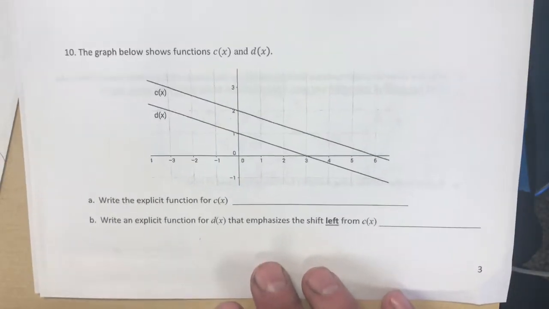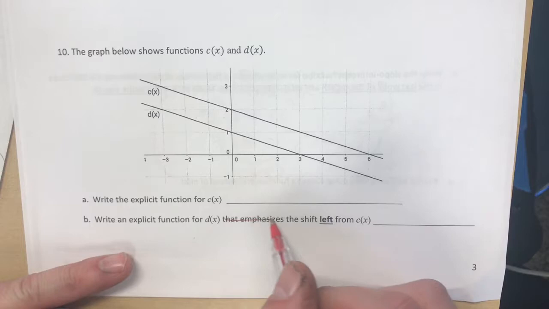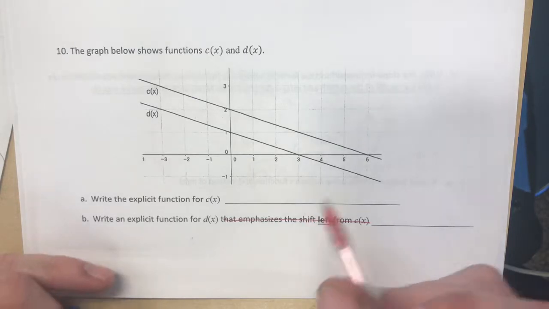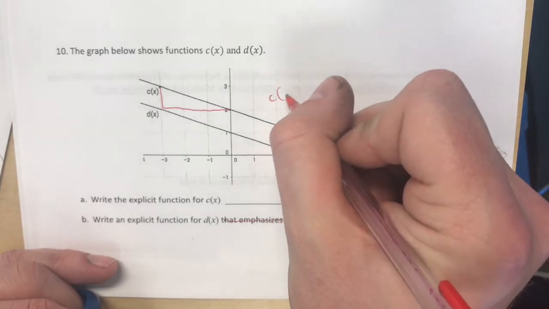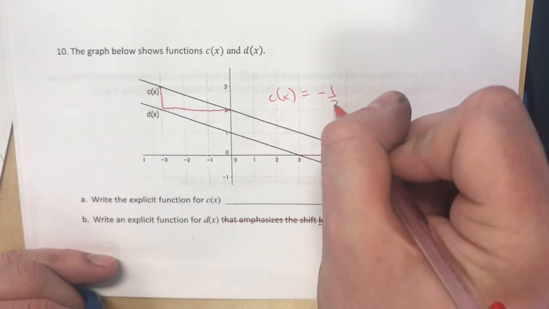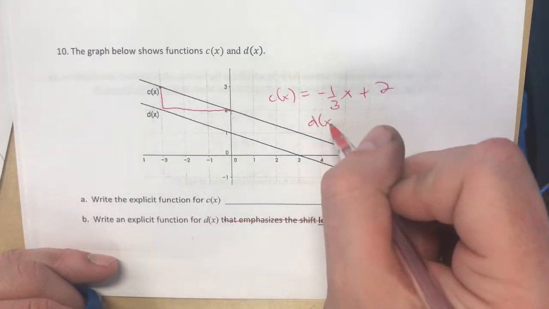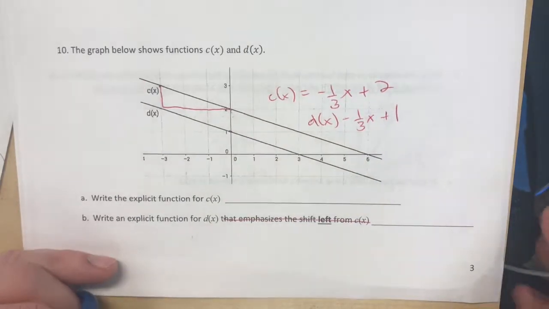Okay, number 10. Write the explicit function for c of x and d of x. And emphasize the shift left. We are not going to do this unit. That will be taught another time. So this time, I just want you guys to write what these are in slope-intercept form. So c of x has a slope of negative 1/3. So c of x equals negative 1/3 x plus 2. And d of x is negative 1/3 x plus 1.